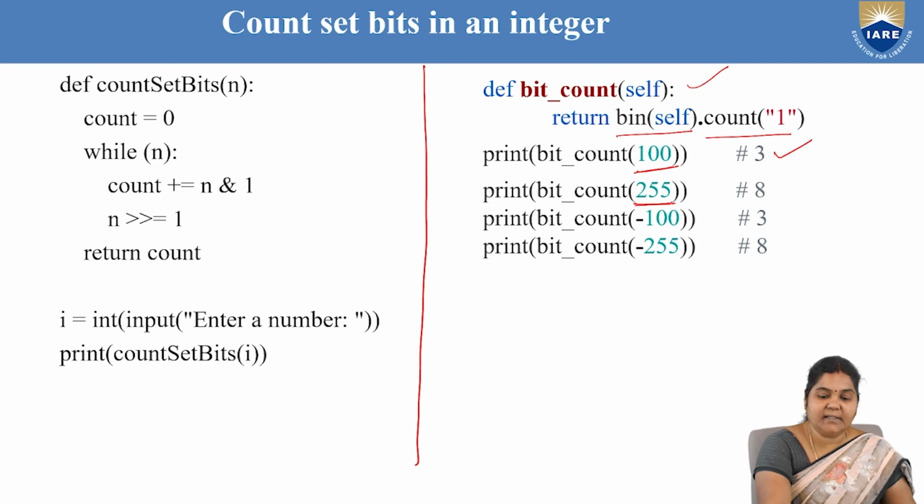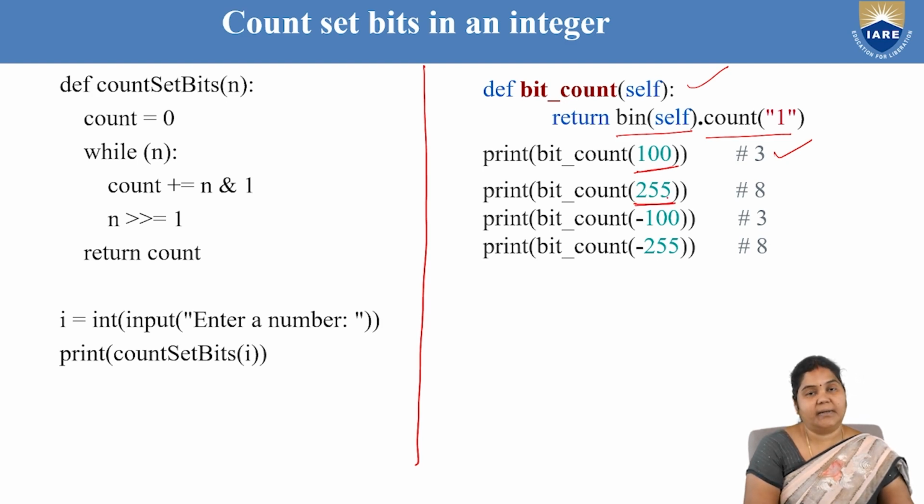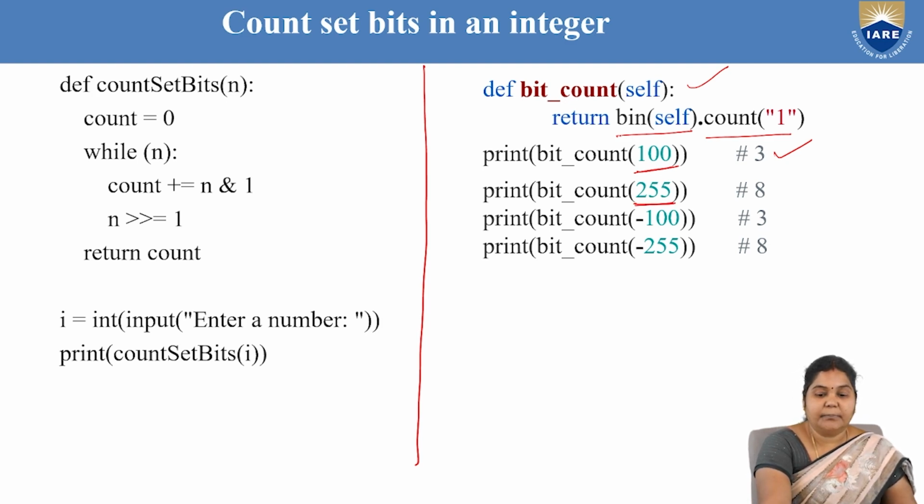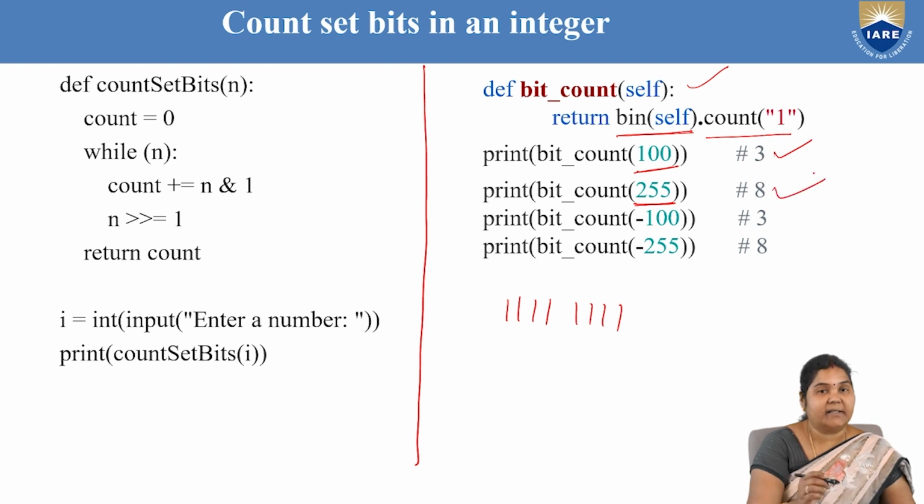Similarly, if you send the number 255, the bin method will convert 255 into all bits set, that is, all 8 bits are set. If you count the number of ones, it is 8. So whether it is a positive or negative number, using the built-in method bin to convert into binary and the built-in count method, it will count the number of ones.